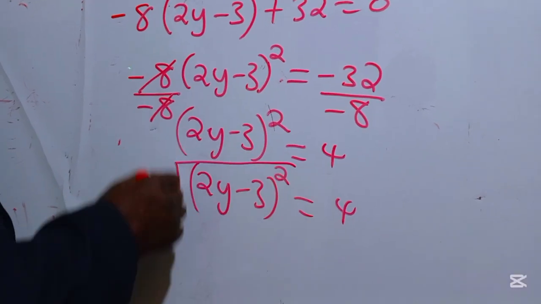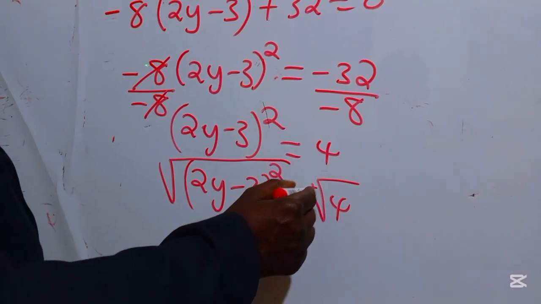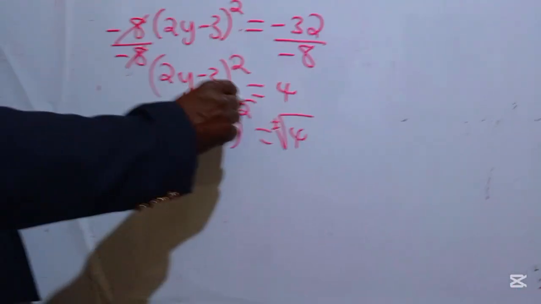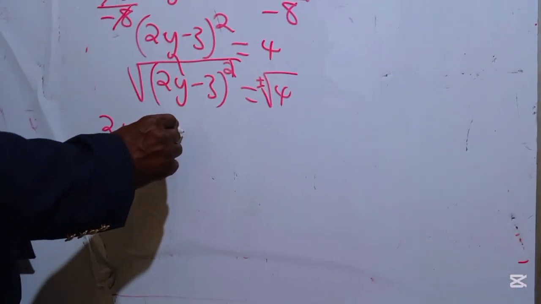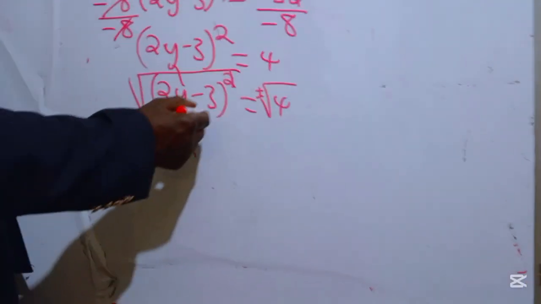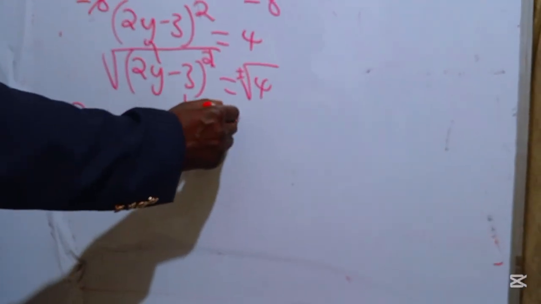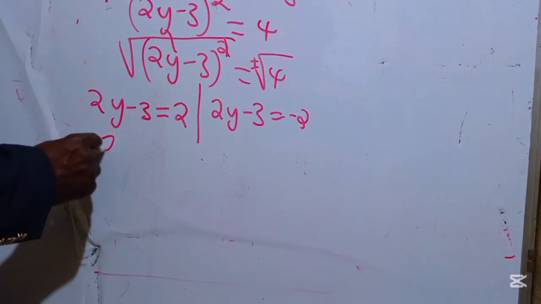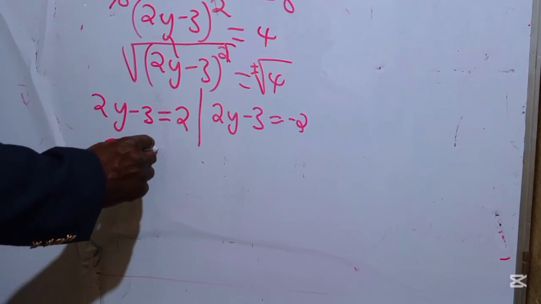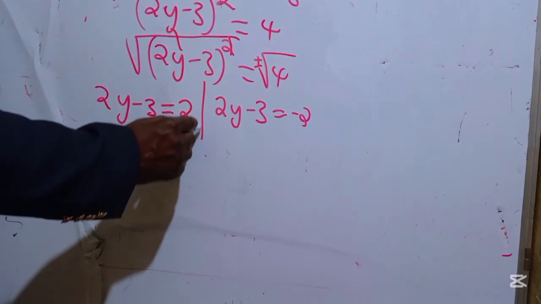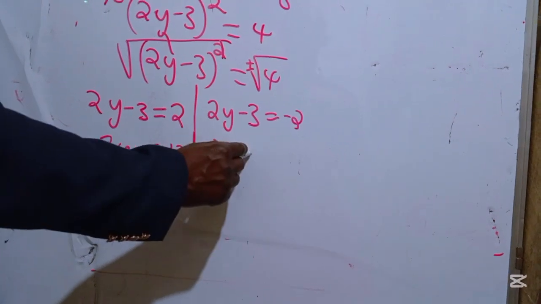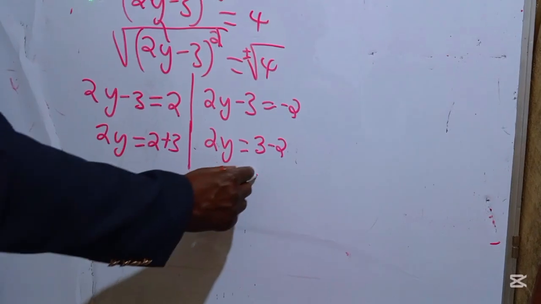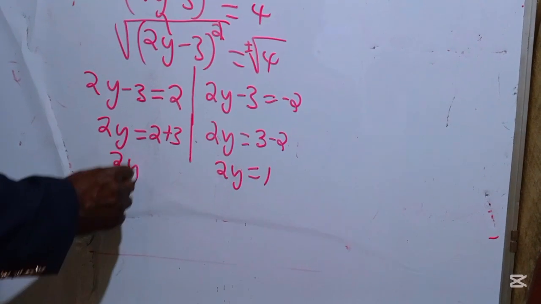I introduce the square root both sides. Square root both sides, here it is positive or negative. I'm going to have a situation like 2y minus 3 equals the positive 1. Square root of 4 is 2. The other one will be 2y minus 3 equals negative 2, because there are two values. Here you are going to agree with me that it will be 2y equals 2 plus 3. And there it will be 2y equals 3 minus 2. Here it will be 2y equals 1. Here it will be 2y equals 5.